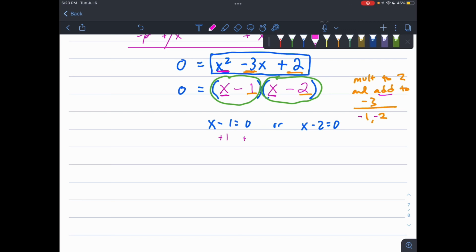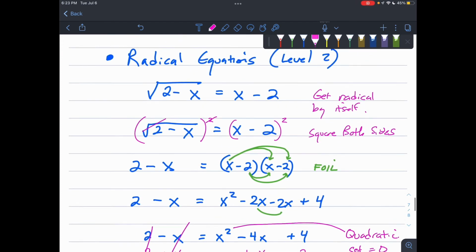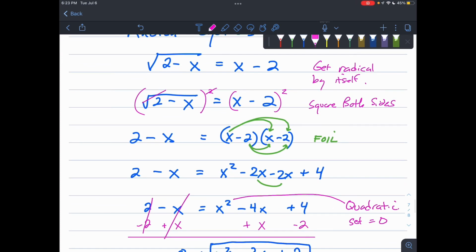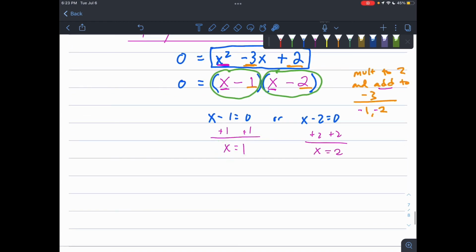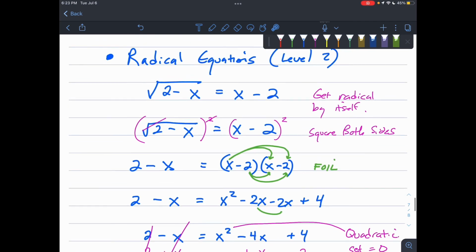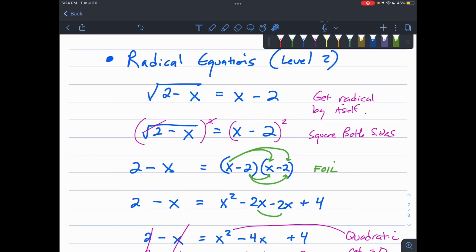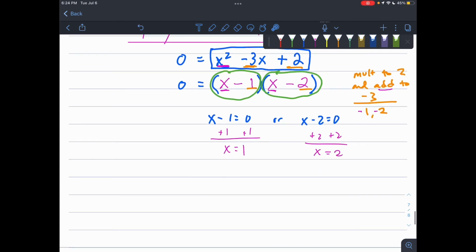Add 1. Add 2. x equals 1, x equals 2. And again, on these radical ones, you'll want to go back to the beginning, substitute in those values and see if they work, because we've got positive 1. We've also got positive 2. We'll go ahead and substitute 1 in and see how that goes.